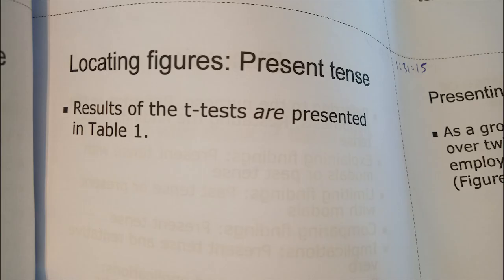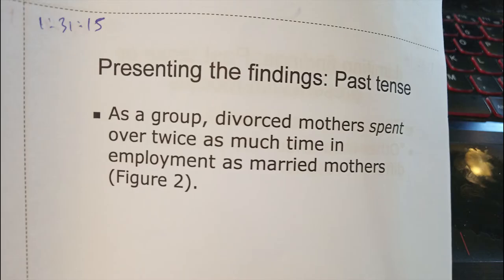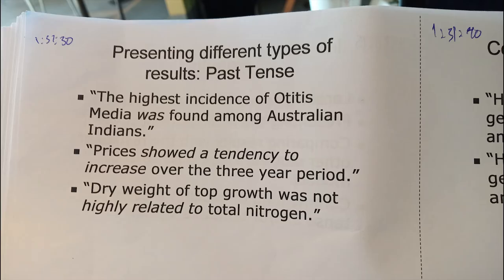Results of the t-tests are presented in table one. Are presented right now. You can see it. You're reading my paper. If you look, you'll find it. Present tense. When you're presenting the findings, the results, these are past tense. As a group, divorced mothers spent, past tense, over twice as much time in employment as married mothers. The highest incidence of otitis media was found. Dry rate of top growth was not highly related. Past tense for your findings, for your results.